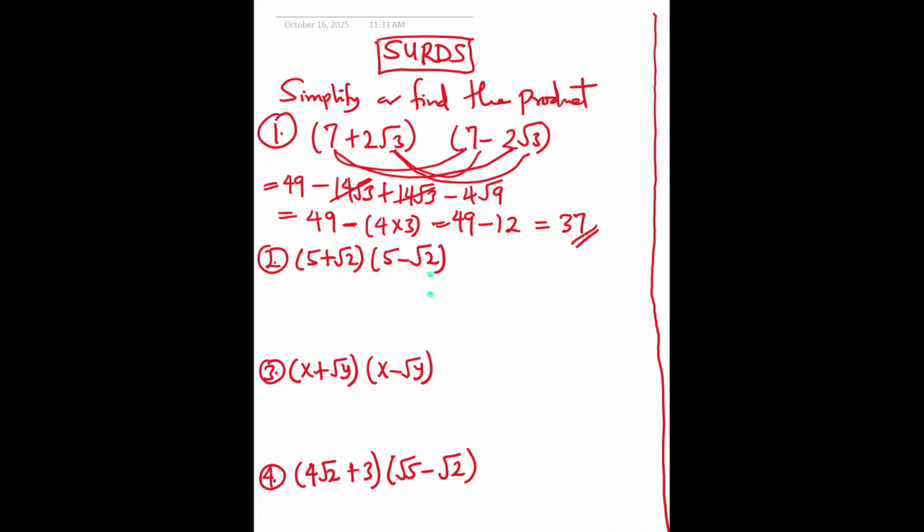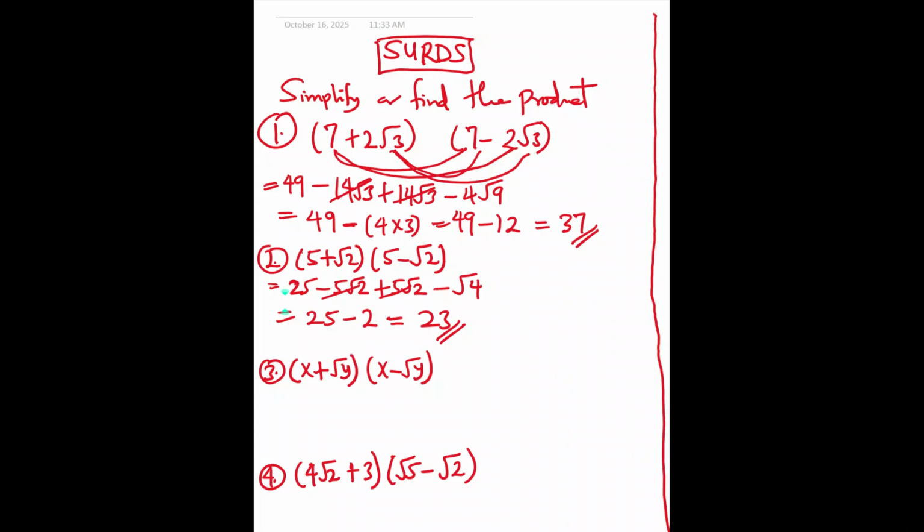Okay, so now let's do number 2. So we have 5 plus root 2 times 5 minus root 2. So 5 times 5 is 25. And 5 times minus root 2 is minus 5 root 2. 5 times plus root 2 is 5 root 2. And then we have minus root 4, right? So this will cross out each other. So that will be 25 minus root 4, which is 2. So 25 minus 2 will give us 23, okay?